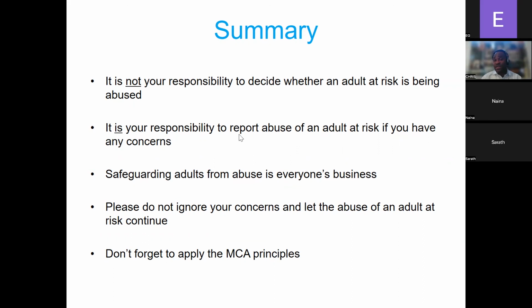It's our responsibility to report. It's not our responsibility to decide. That will be done through investigation. Ours is to report when you have concerns or it's been disclosed to you.